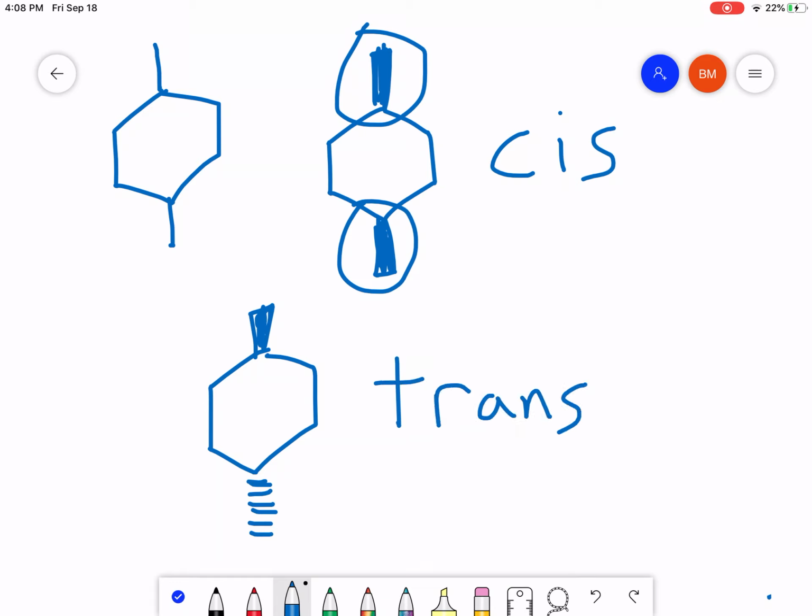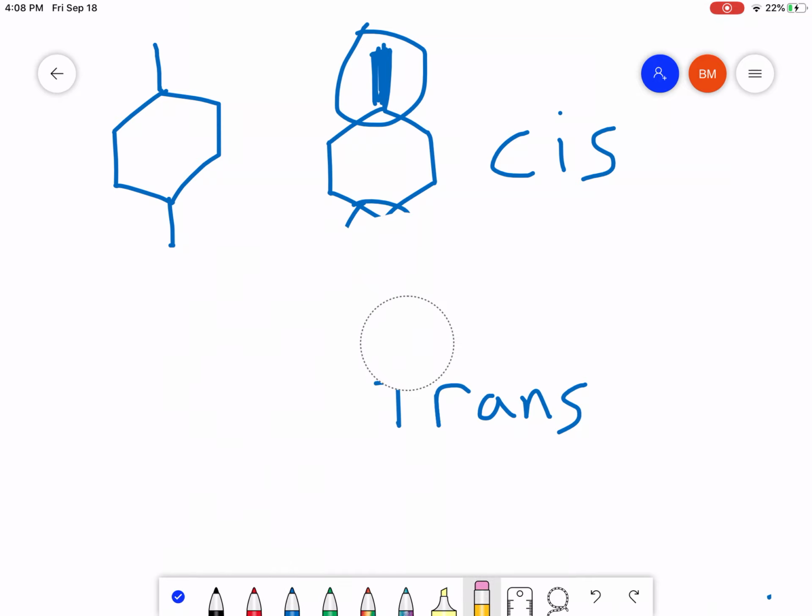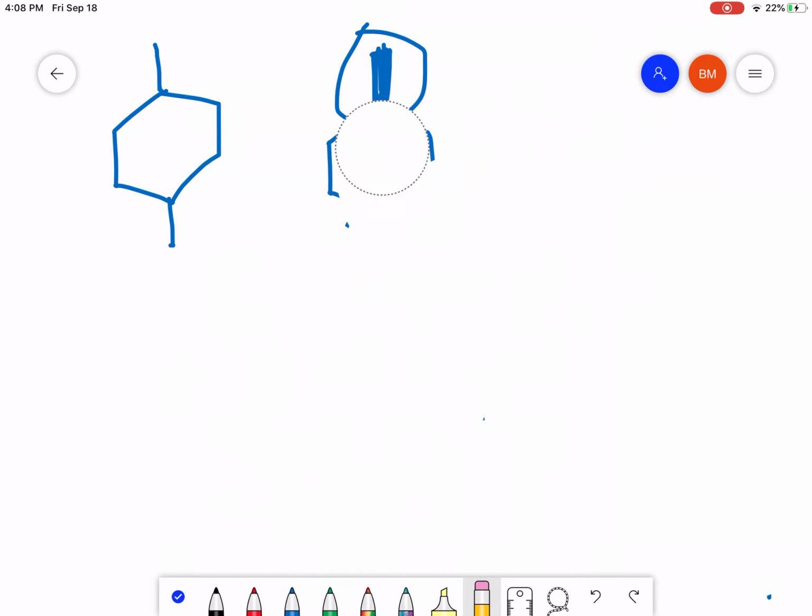Okay? And you're going to see cis-trans in a couple of different contexts here. Within the context of a ring, cis means that the substituents are on the same side. Trans means that they're on opposite sides. All right? So we can represent that with the hexagon structure, but we can also represent this with chair conformations as well.